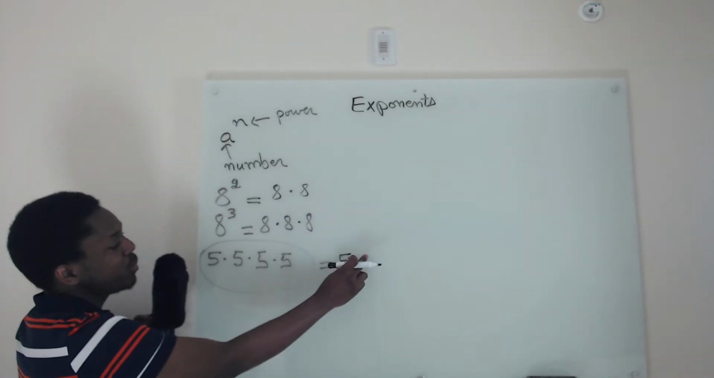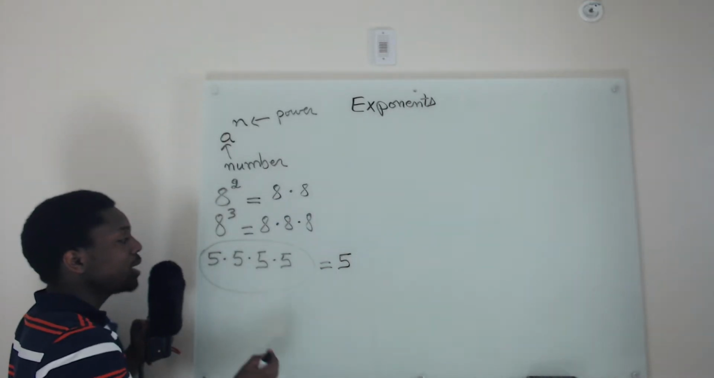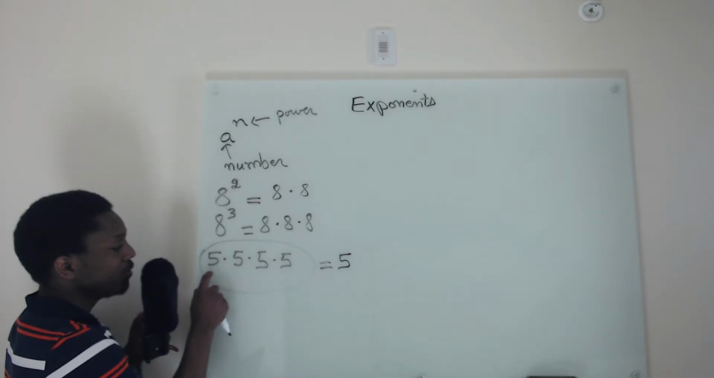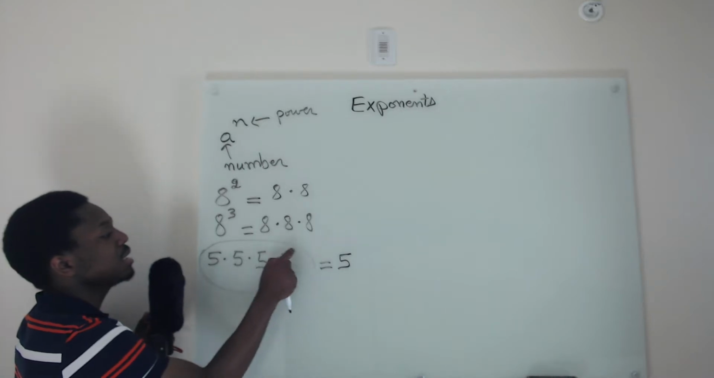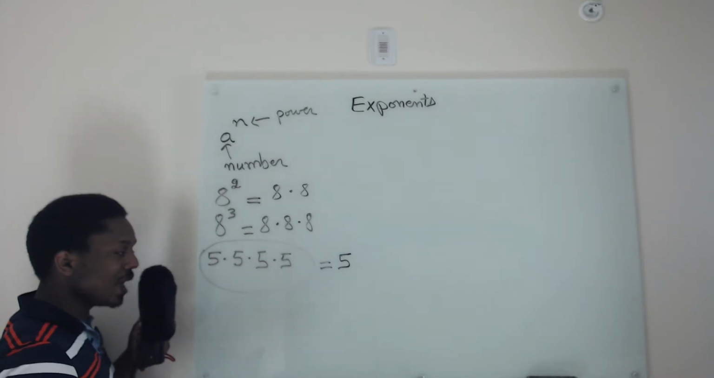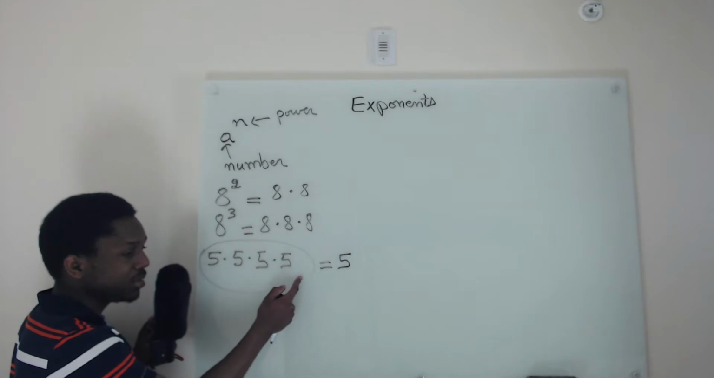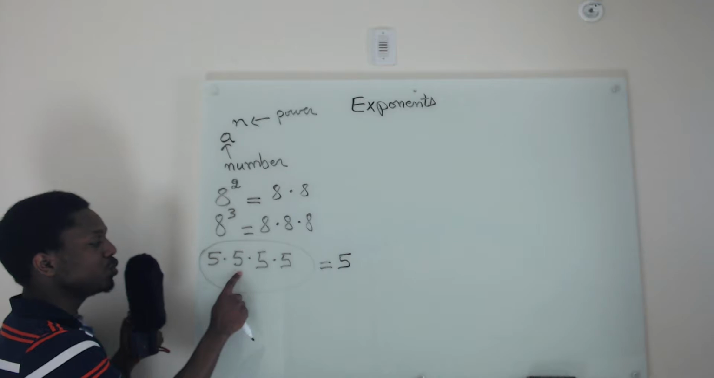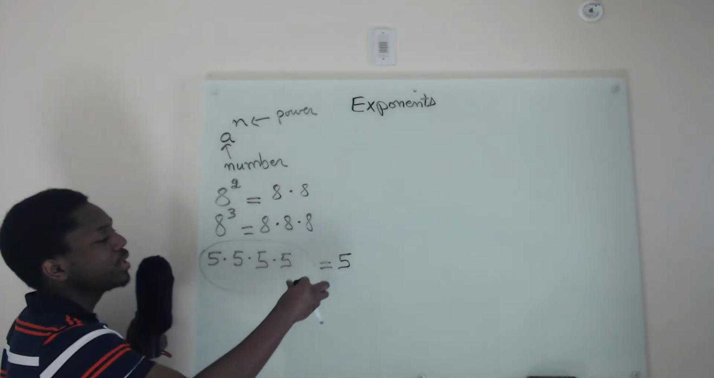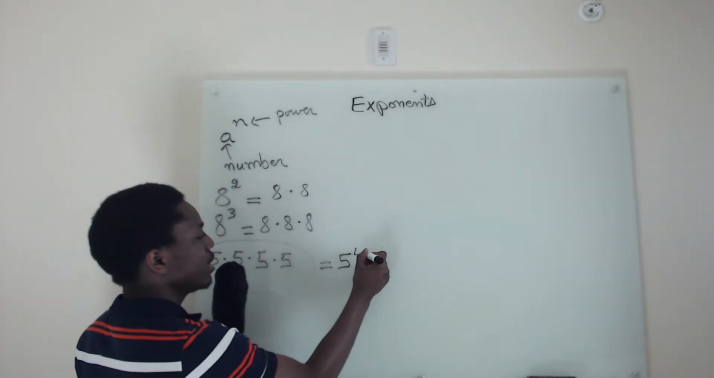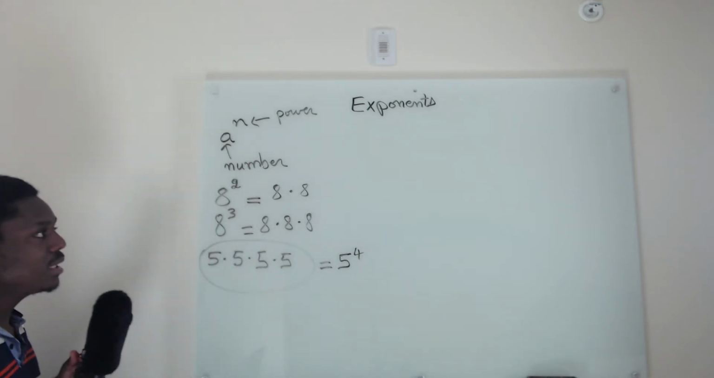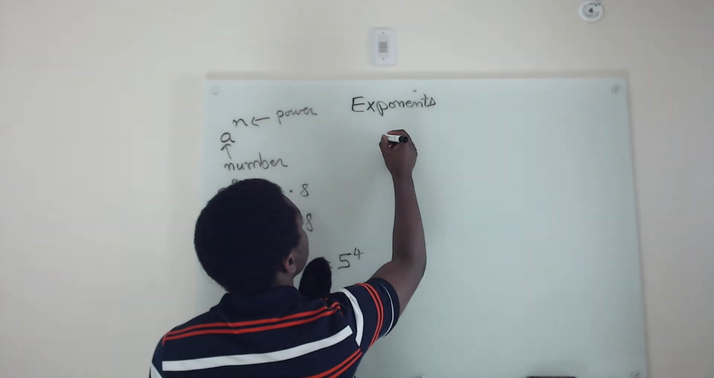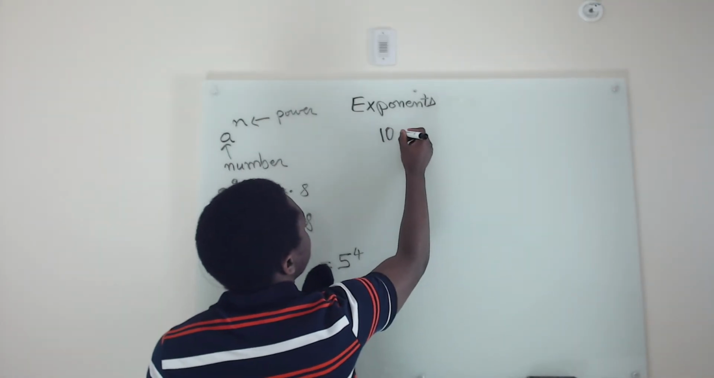Okay, so now what is the power? What is n? So the power is the number of times this number 5 is being used in this multiplication. So how many times is 5 being used in this multiplication? So let's count it. So we have 1, 2, 3, and 4. So the answer is 5 to the power of 4. Okay?